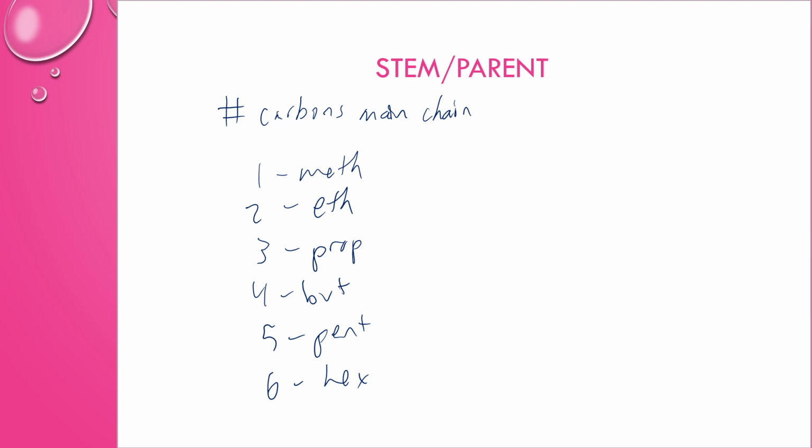Then the suffix is determined by the type of bonding. So if there's single bonds, it ends in -ane. If there's at least one double bond, it ends in -ene. If there's at least one triple bond, it ends in -yne. So that's where you get things like propane or propene, ethyne. So you'll wind up with different compounds based on that naming structure.